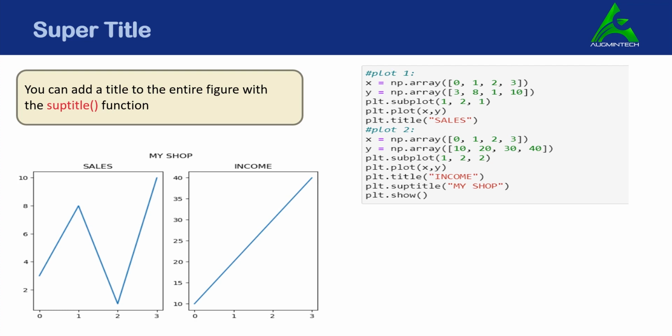Again, you see here we have one row and two columns. So that's why we have 1 and 1 here, 2 and 2 here. This is plot 1 and this is plot 2. Now let's hop to Jupyter Notebook and check out the example of matplotlib subplot. I'll see you there.